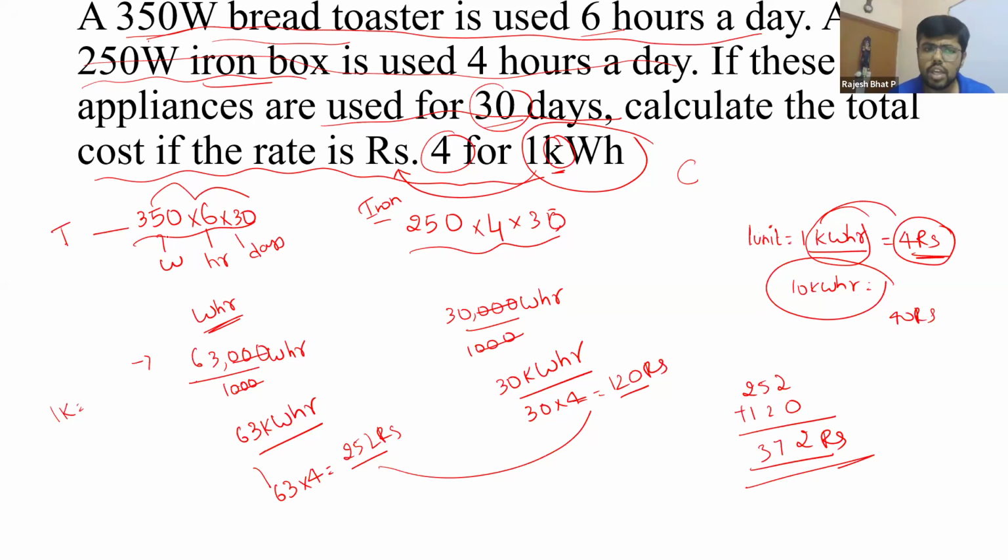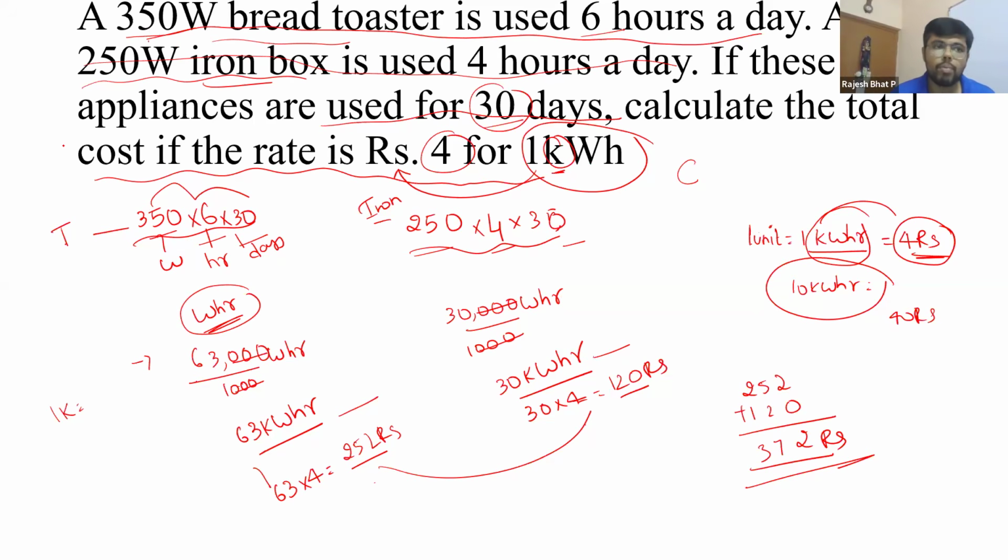Or else, see what I did. I multiplied watt hour: power, time, days. Then divide by 1000 so that we get kilowatt hour. Then you have to multiply by the rate, so we know the money we have to pay.